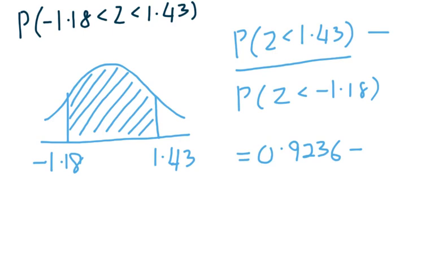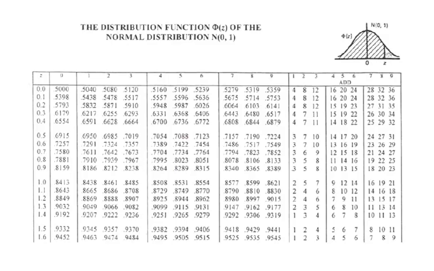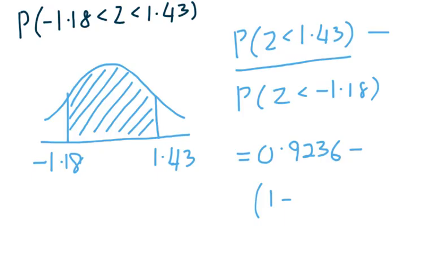If you still remember, if we have a negative Z score, we need to flip to the positive side, meaning that we have 1 minus the probability of Z less than 1.18. So again, we have 1.18, and our probability is going to be 0.8810.